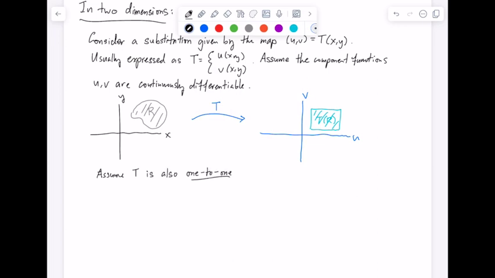And we're also going to assume that T is a one-to-one mapping that maps R onto its image. One-to-one here just means that for every pair of points in R, if they're distinct points, they're going to get mapped to distinct points in u and v. So there's some sort of preservation of uniqueness of points. So just like being continuously differentiable, we're always going to assume that our transformations satisfy this condition.